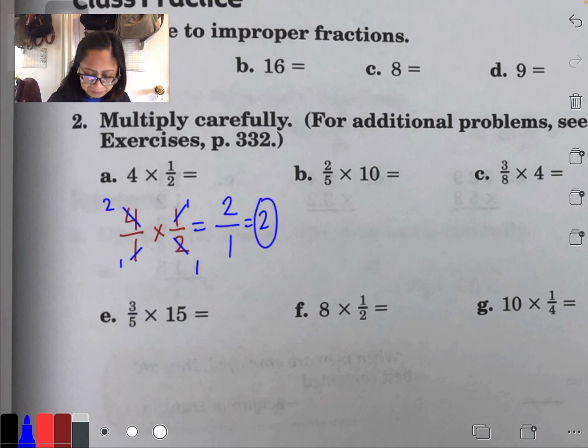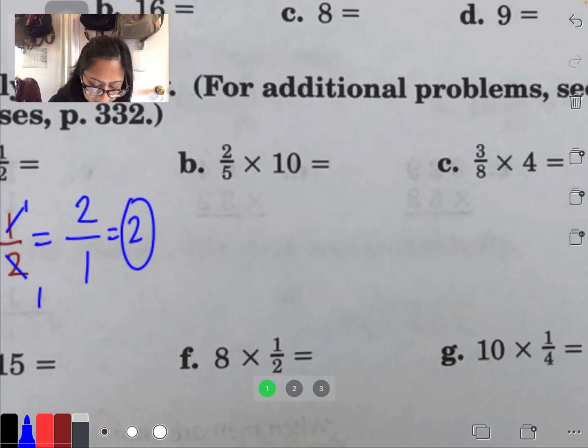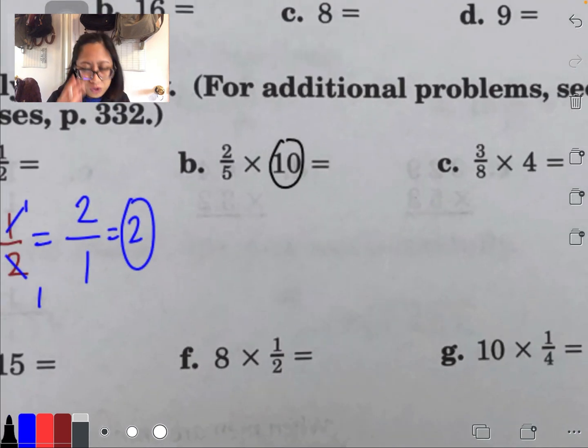Let's look at B. 2/5 times 10. Like I said, you have a whole number, so you're going to put it on top of a 1, because it needs to be a fraction. One of you is going to ask, why do we have to put it on top of 1? Because you need a fraction. A fraction cannot multiply a whole number. So it's kind of like putting itself in disguise.